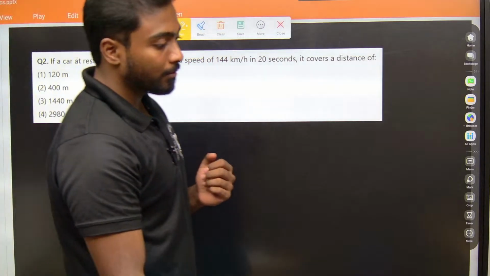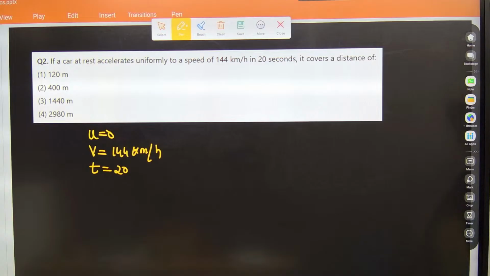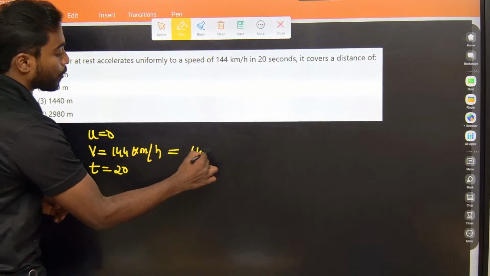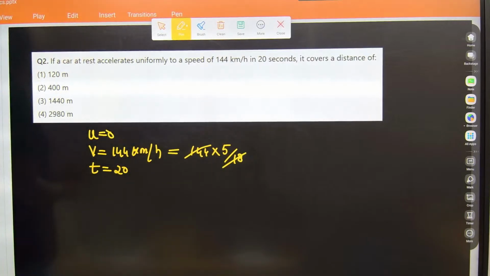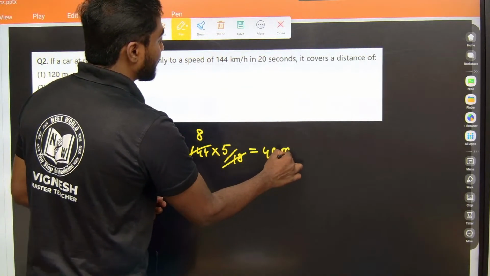So how to find now? First we need to convert to meter per second. So 144 into 5 by 18. 144 divided by 18 is 8, and this will be 40 meter per second.